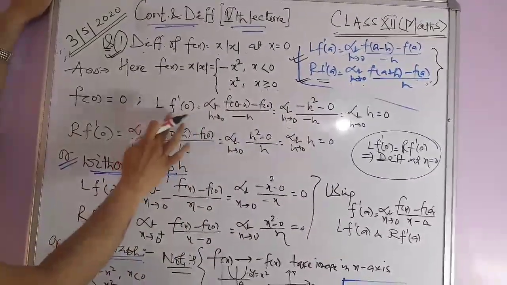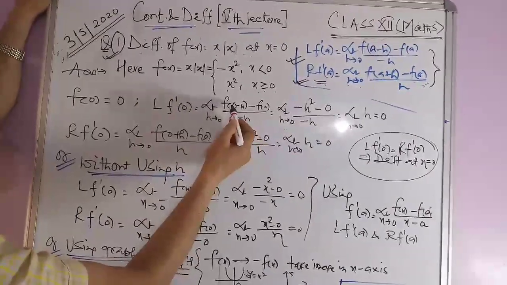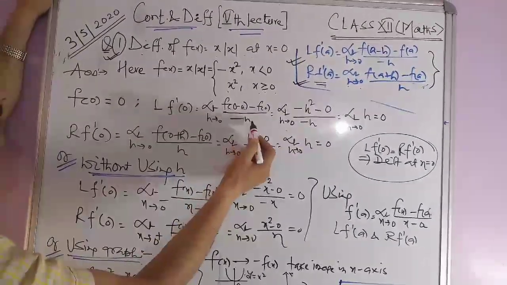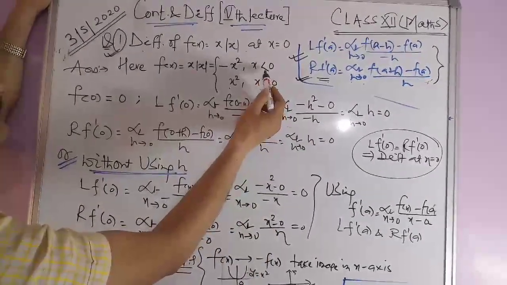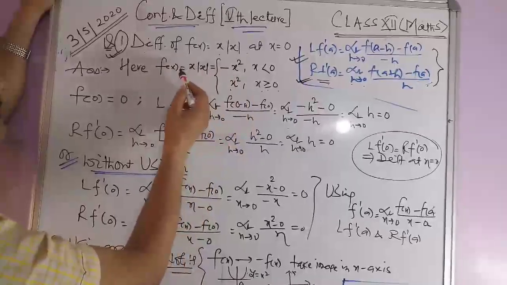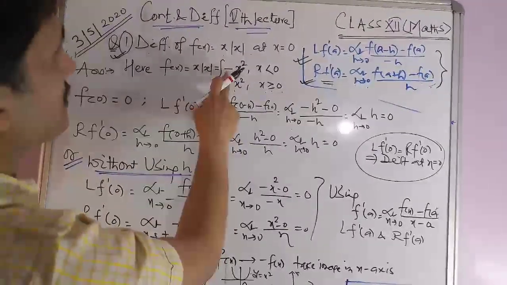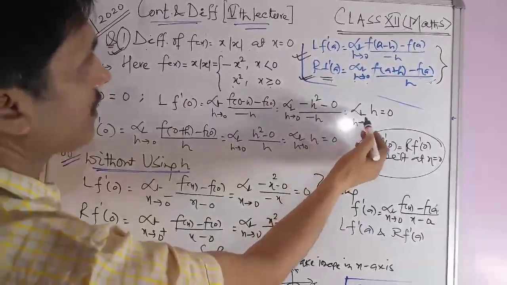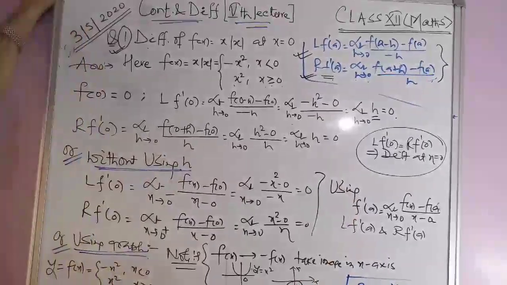LF'(0), the left hand derivative at 0, from the formula: limit h tends to 0 of [f(a - h) - f(a)] / (-h). Here a equal to 0, so [f(0 - h) - f(0)] / (-h). f(-h): when x is less than 0, we need the value of the function when x is negative. From f(x) = -x square, f(-h) = -(-h) whole square = -h square, minus 0, upon -h. After cancellation, limit h tends to 0 gives h equal to 0.